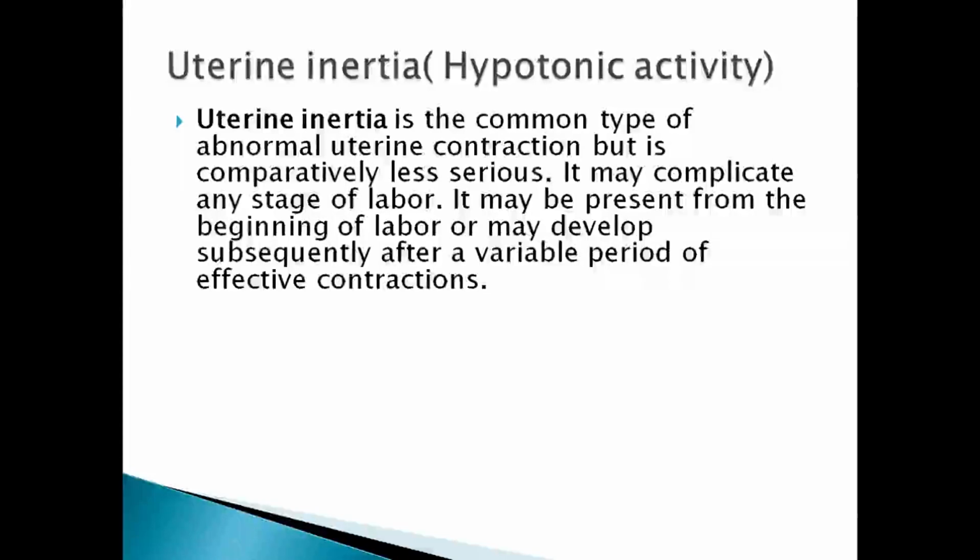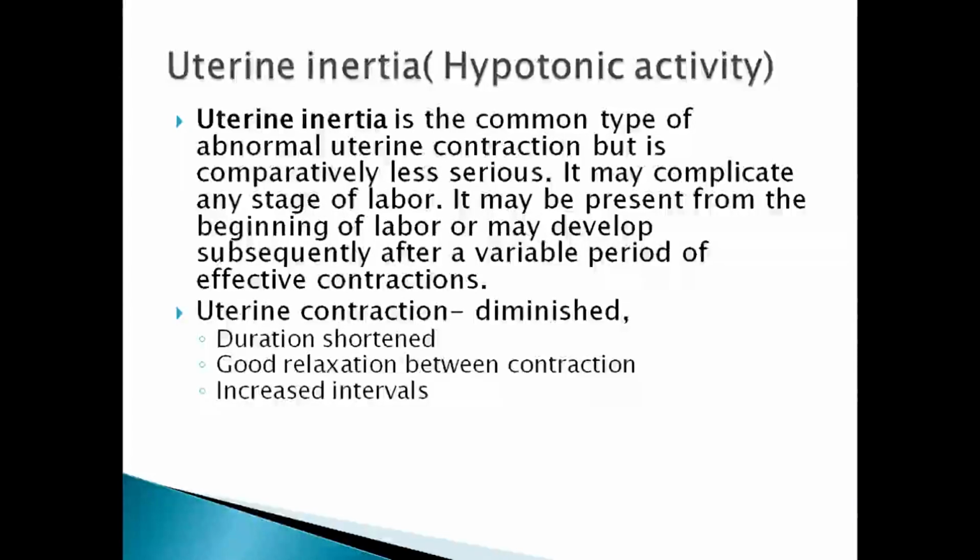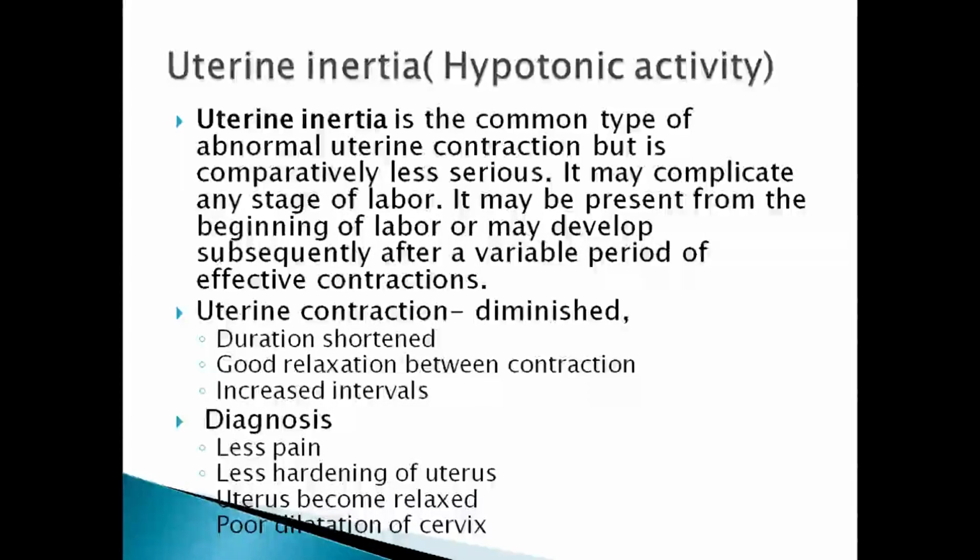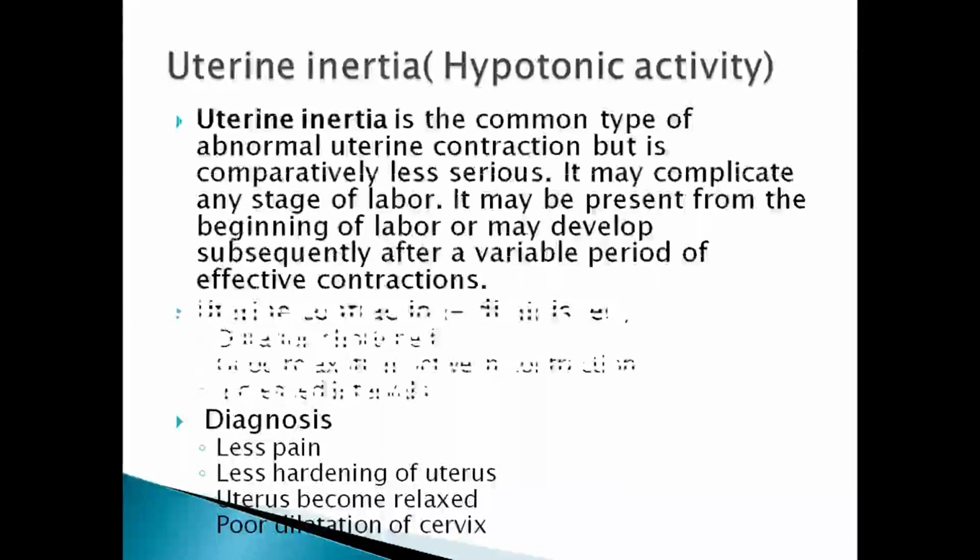The first abnormal uterine action is uterine inertia, otherwise known as hypotonic activity. Uterine inertia is the common type of abnormal uterine contraction but is comparatively less serious. It may complicate any stage of labor. It may be present from the beginning of labor or may develop subsequently after a variable period of effective contraction. Uterine contractions are diminished, duration is shortened, there is good relaxation between contractions and increased intervals between contractions. Diagnosis is by less pain, less hardening of the uterus, which becomes relaxed, and poor dilatation of the cervix.